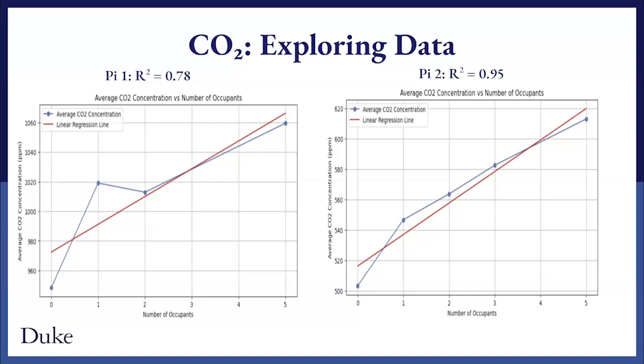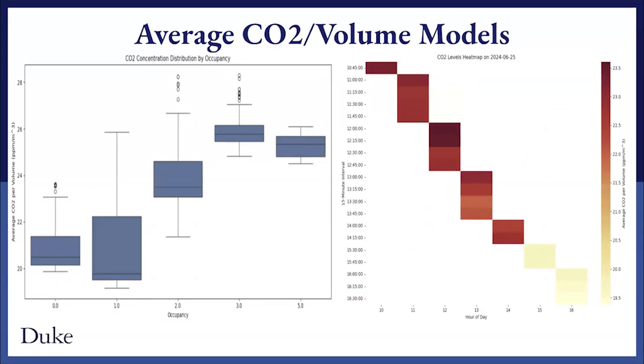And this is due to the disparities AD was talking about. For Pi 1, we had an R squared value of about 0.78, while for Pi 2, we had an R squared value of 0.95. This is quite high, and we believe that we need more data to make sure that it's more robust. So we went ahead and did a little bit of modeling as well, and we took into account the volume of the room.